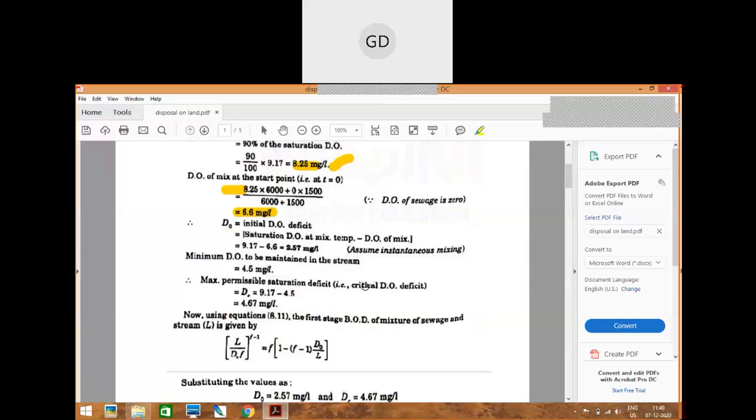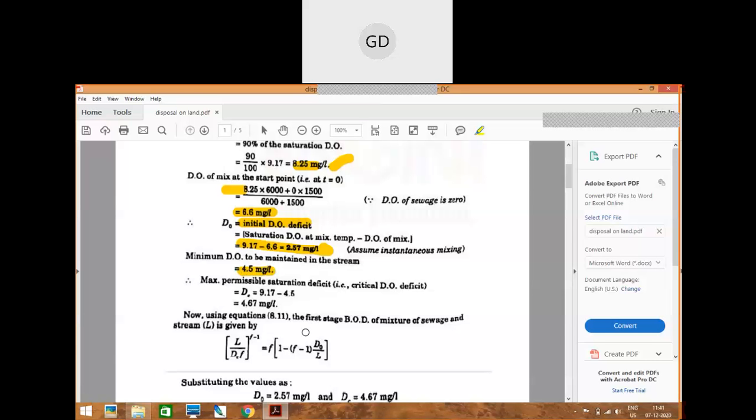Now you find out the initial DO deficit. What is the formula for initial DO deficit? It is your saturation DO minus DO of the mixture. If you do that, you will get the initial DO deficit, that is D naught, and you are getting the final as 2.57 milligram per liter. Now the minimum DO that is to be maintained in the stream is already given in the question as 4.5 milligram per liter.